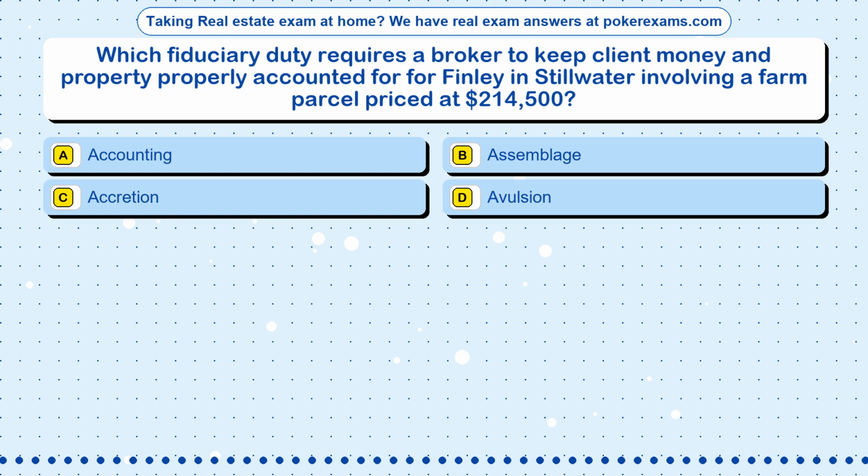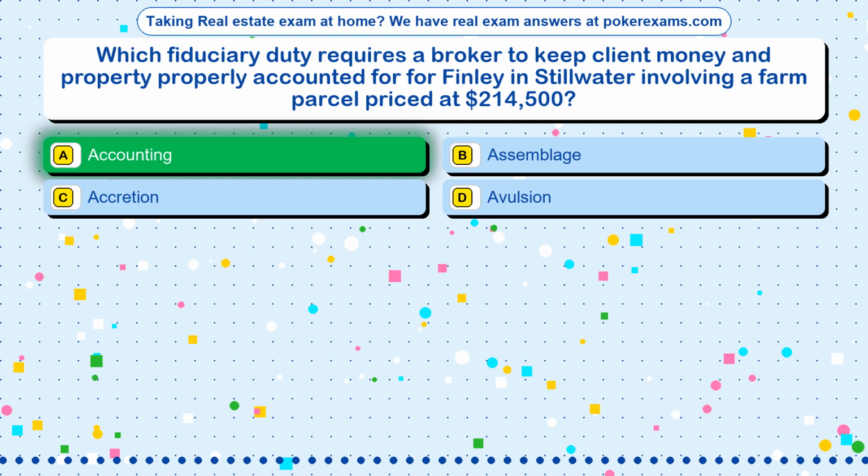Question 1. Which fiduciary duty requires a broker to keep client money and property properly accounted for for Finley in Stillwater involving a farm parcel priced at $214,500? Option A. Accounting. Option B. Assemblage. Option C. Accretion. Option D. Devolution.